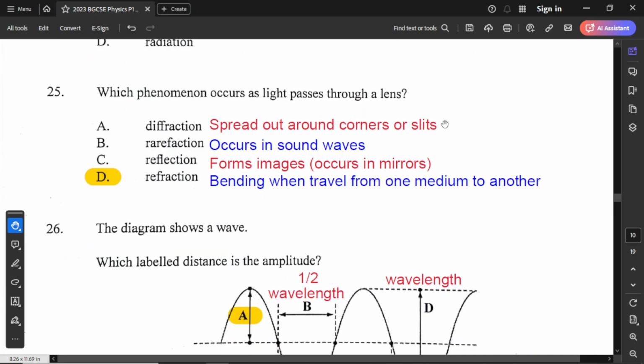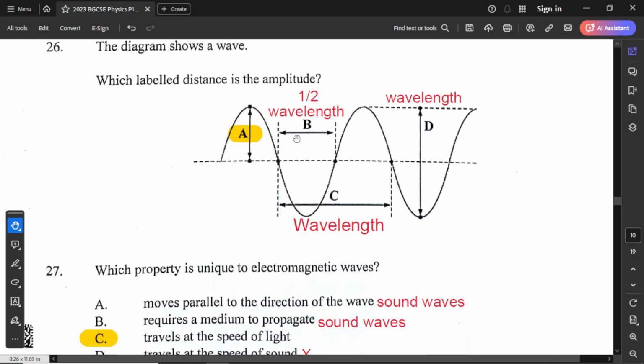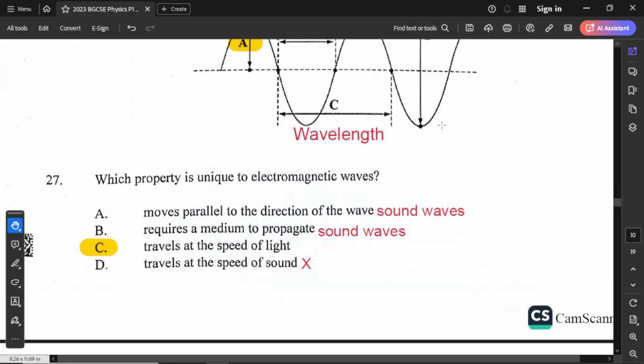All right. Question 26: the diagram shows a wave; which labeled distance is the amplitude? That is definitely A. As you know, B is half of a wavelength, because a wavelength is the distance between two consecutive points. C could be a wavelength and D could be a wavelength, but B will be half of that wavelength, because if it is at the end of the crest, it should continue to the next end of the other crest, which is over this point if you could see my pointer. So A is the correct answer for amplitude, which is the height of a crest or the depth of a trough.